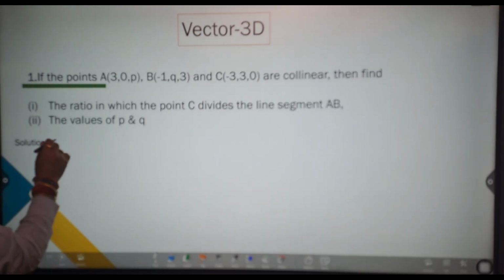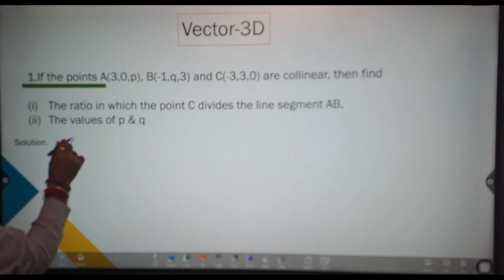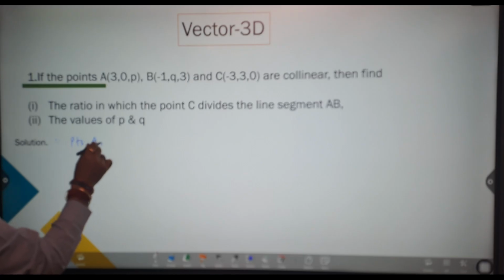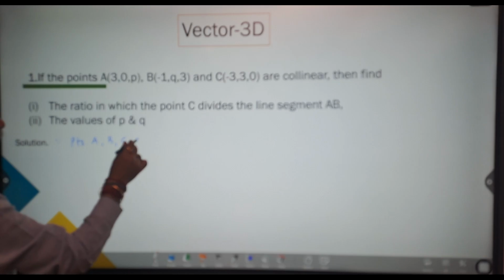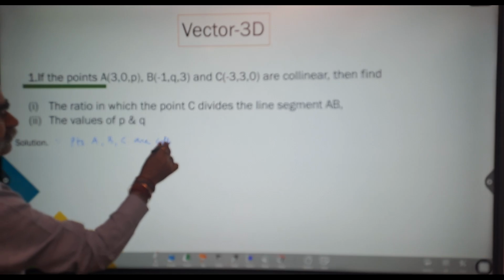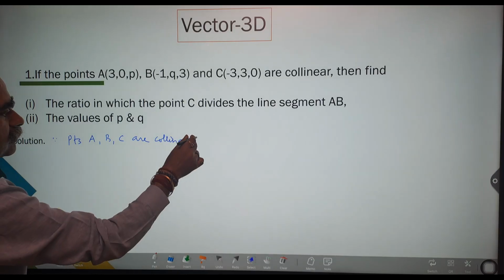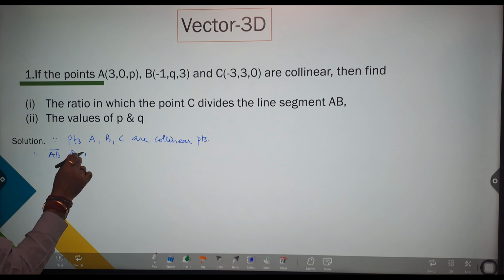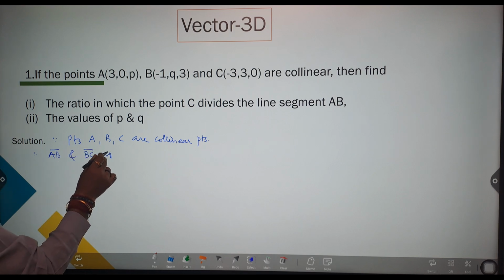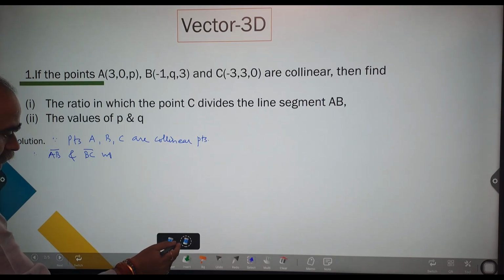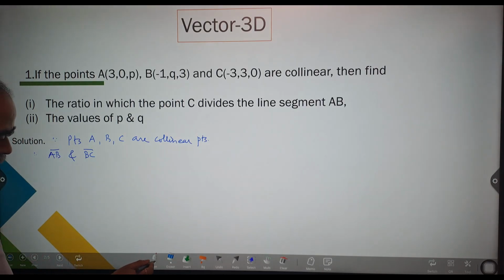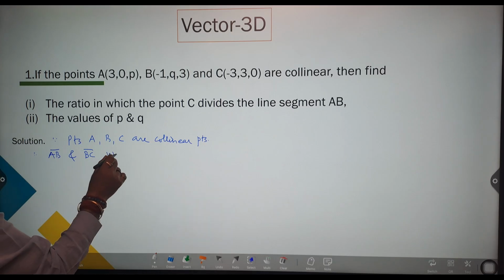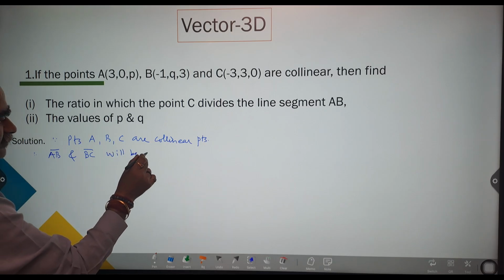Since points A, B, C are collinear points, therefore AB bar and BC bar will be collinear vectors.